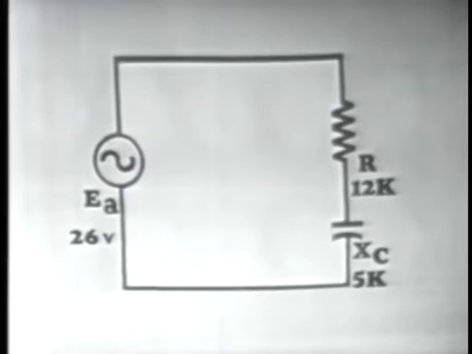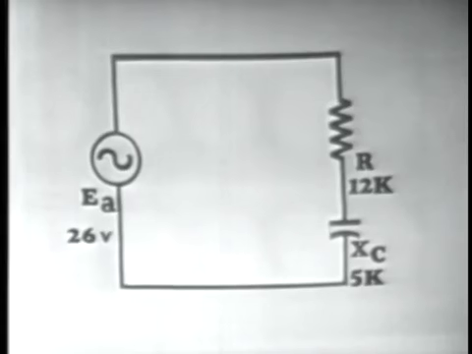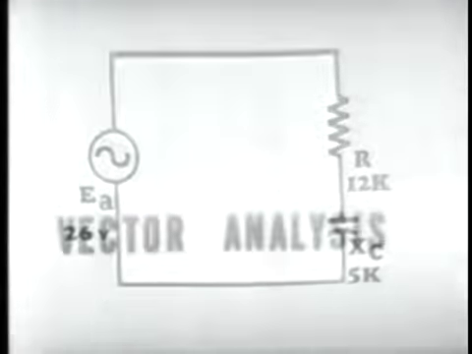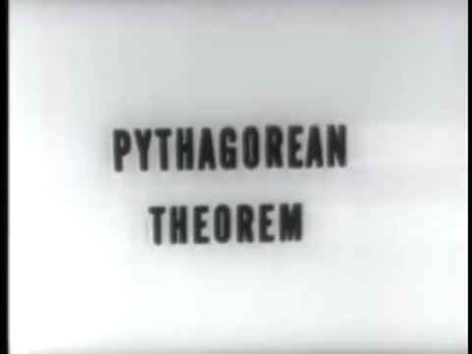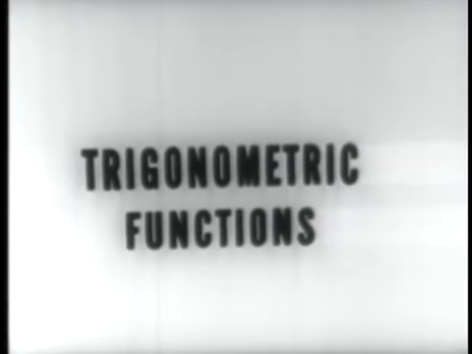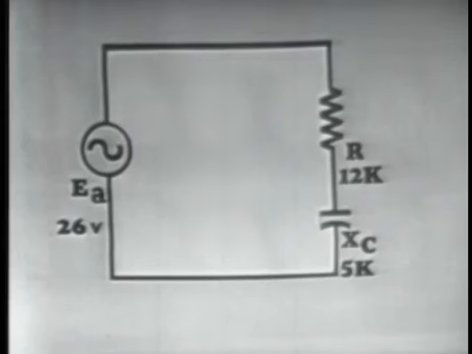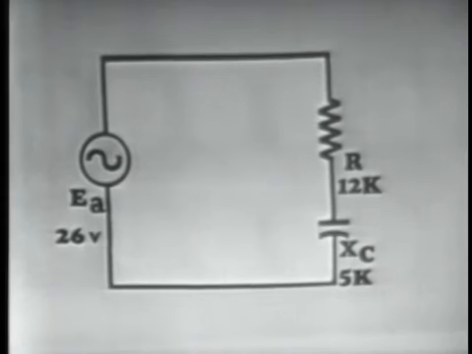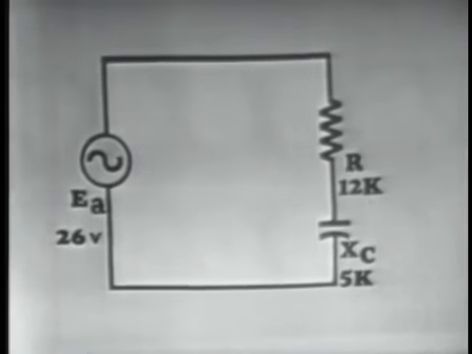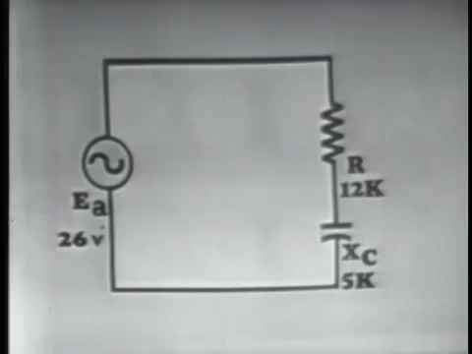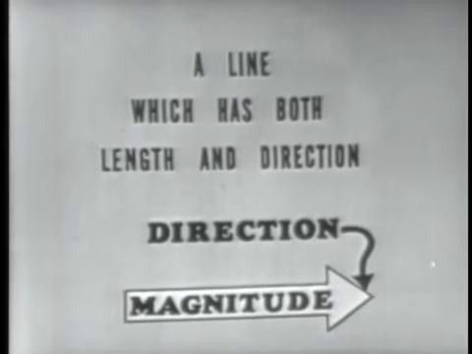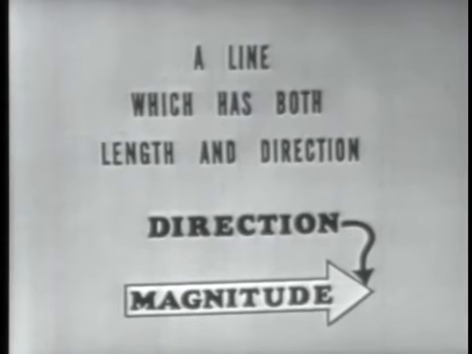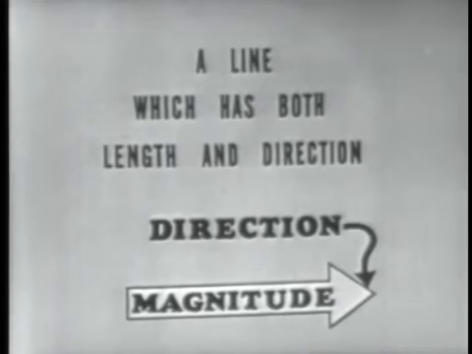To understand the action of a series resistive capacitive network involves the use of 1. Vector analysis, 2. Pythagorean theorem, and 3. Trigonometric functions. Well, applying these three terms then to our reactive circuit, or specifically this series RC circuit, let's begin by defining a vector. Recall, a vector is a line which has both length and direction.